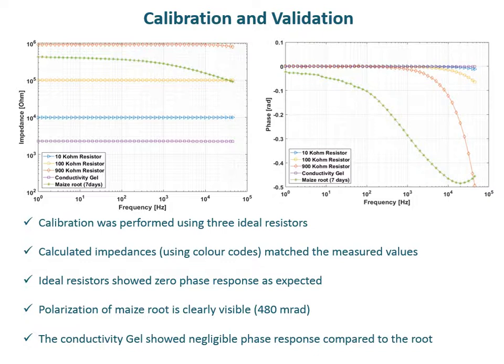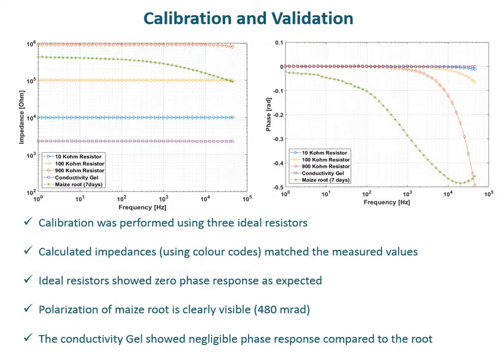Here we see the polarization, the phase response. We expected that the ideal resistors should not have any phase variation. And here we can see that the 10 kilo ohm resistor, the blue one, had no phase response. But for the ones with high impedance, at the beginning we have no phase response, but at high frequency, what we see here is the influence of EM coupling.